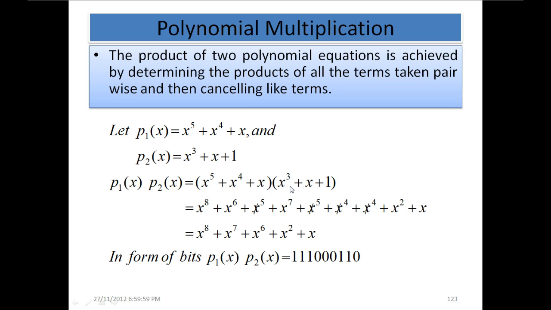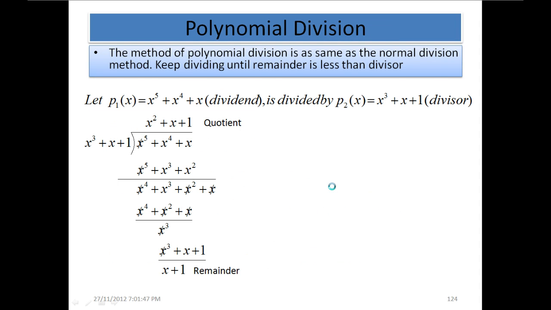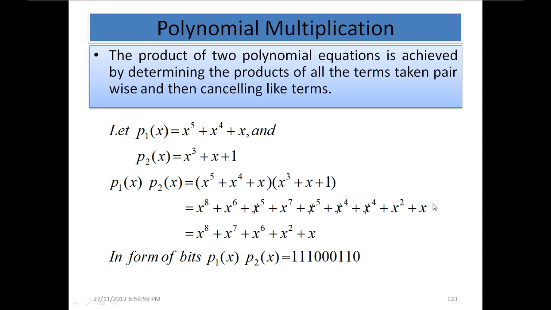X is multiplied by x raised to the power 3, which gives x raised to the power 4. X is multiplied by x, which gives x raised to the power 2, and x is multiplied by 1, which gives x. We know that in modulo 2 addition, the like terms are cancelled. So x raised to the power 4 is cancelled by x raised to the power 4, and x raised to the power 5 is cancelled by x raised to the power 5. So the resultant polynomial is x raised to the power 8 plus x raised to the power 7 plus x raised to the power 6, x raised to the power 2, and plus x.